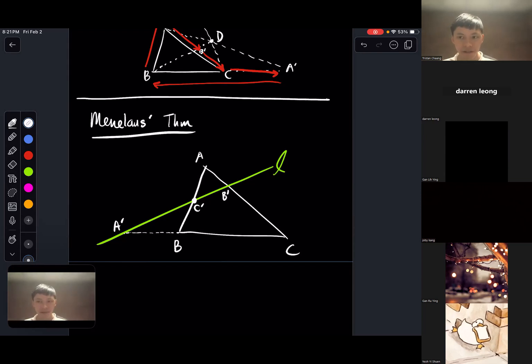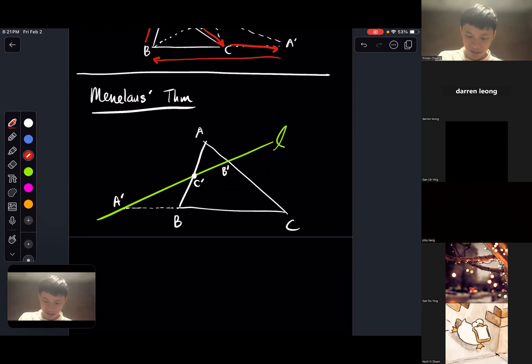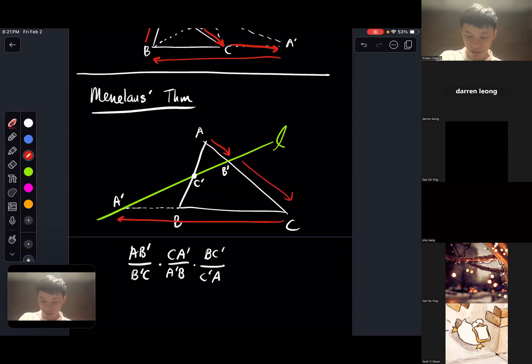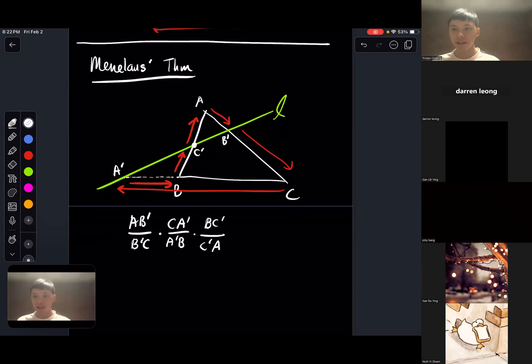And Menelaus's theorem is actually exactly the same equation as Ceva's theorem once we label the A prime, B prime, C primes in this way. So it's AB prime over B prime C times CA prime over A prime B times BC prime over C prime A. So again, you start at the vertex, you walk to the next intersection point, walk to the next vertex, walk to the next intersection point, walk to the next vertex, walk to the next intersection point, walk to the next vertex, and you form a loop. And they will be equal to 1.